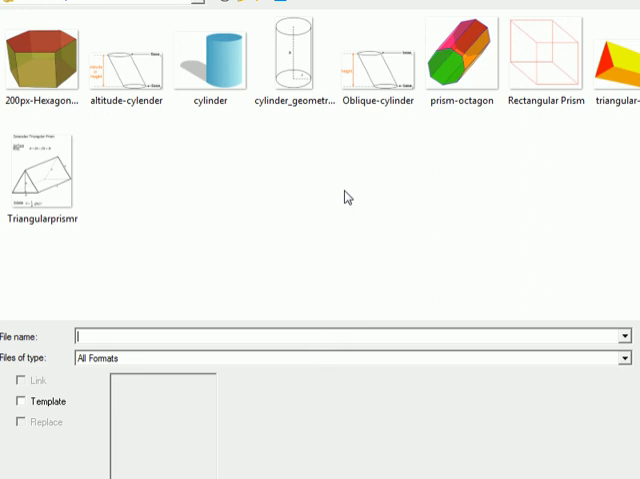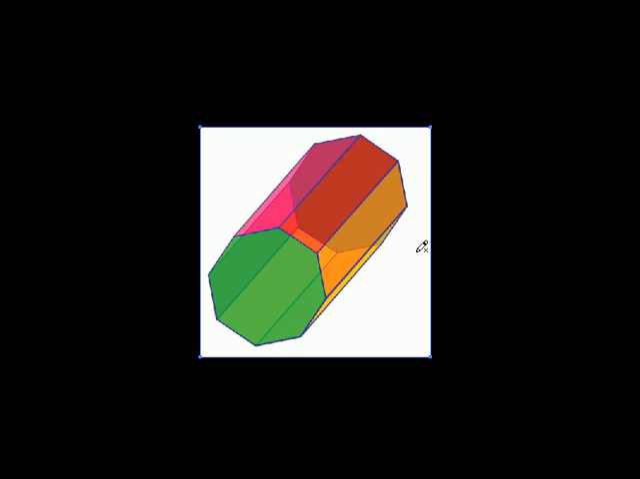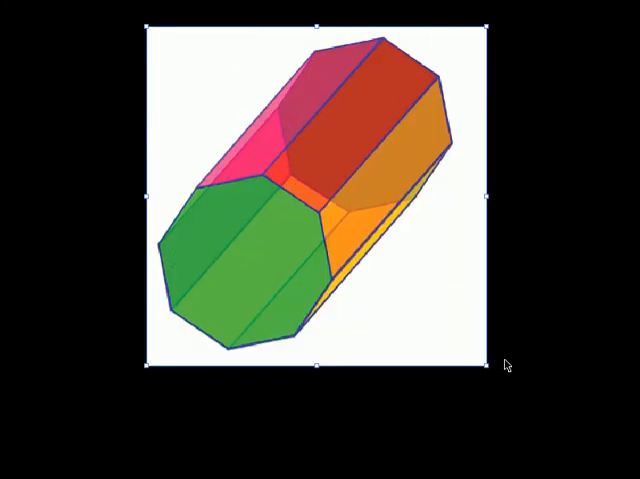Do all of them. Prism octagon. Yeah, let's use that one. That's pretty cool. It's like 95 feet. All right. Now I'm not going to go through this whole thing, but it's just so that we could see what we're going to do.